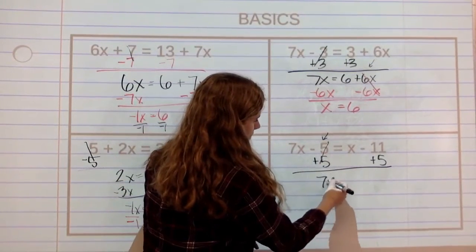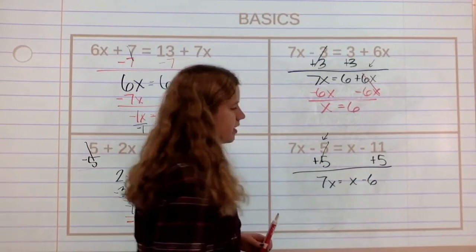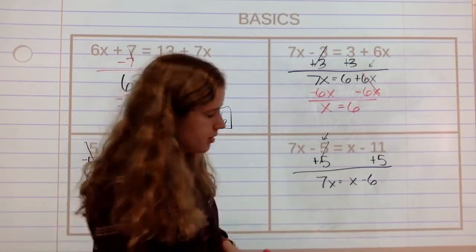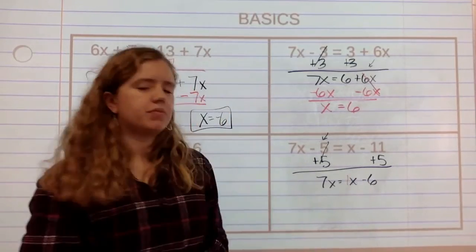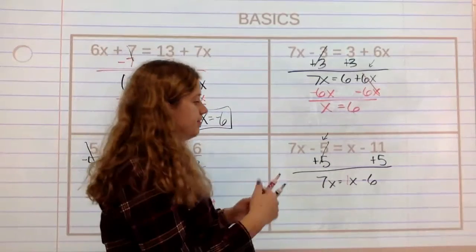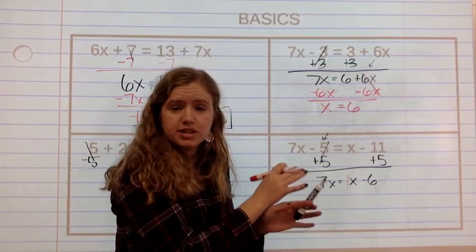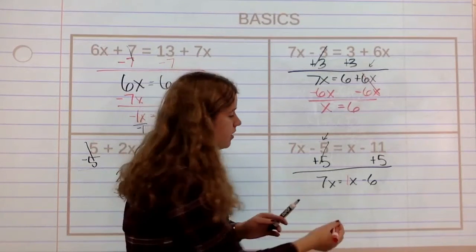These cancel out. You got 7x equals x minus 6. I also know that the invisible number in front of the x is 1. Okay? So all my constants are over on the right side. I need to move the variables to the left. So this is a positive 1x. I'm going to do the inverse of plus 1x and get negative 1x.